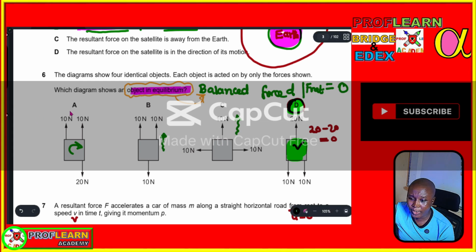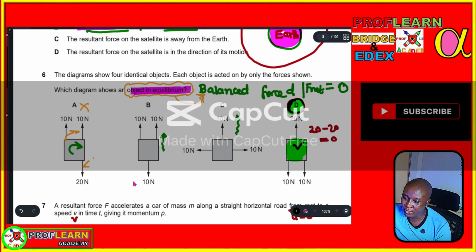So A cannot be correct because this force that is acting here is going to create a rotational motion, and this one also is going to create a rotational motion here. So this one is down, this is up. So the only force that is going to create a rotational motion is this force that is here. So this is not at equilibrium.